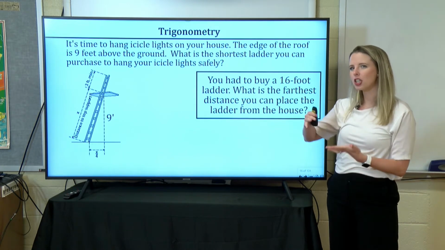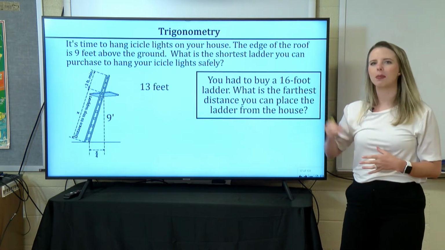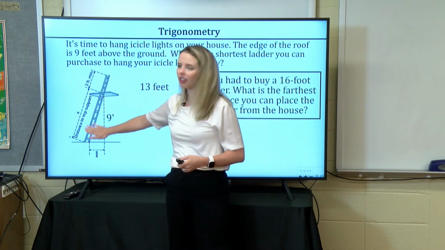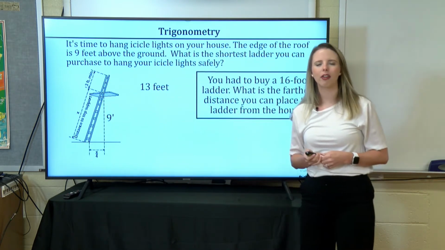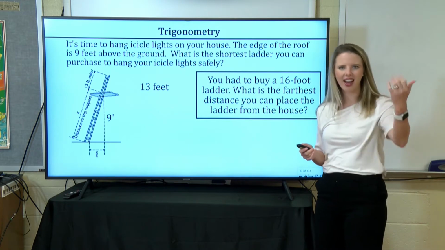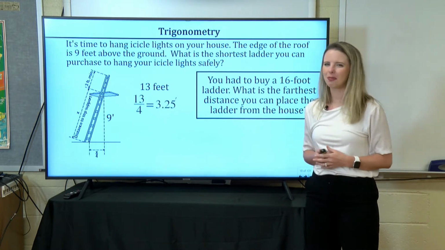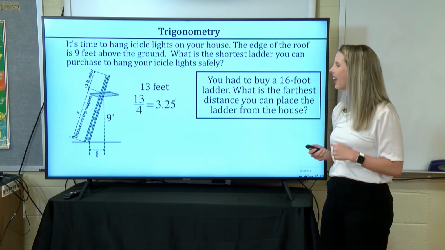16-foot ladder. How much ladder are we actually working with, though? 13 feet, because we have this 3-foot distance up here, right? So that means that we have a 13-foot height right here. So how are we going to find the distance away from the base of the house? Divide 13 by 4, 3.25 feet. That's going to be the distance away from the house. It's the farthest we can place it and still meet OSHA's guidelines.